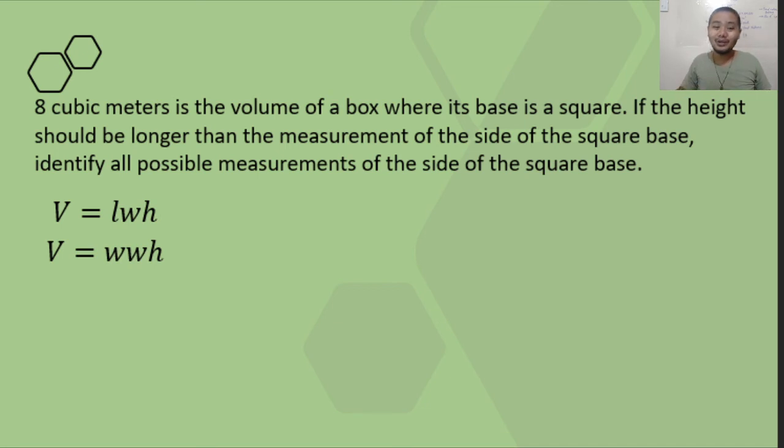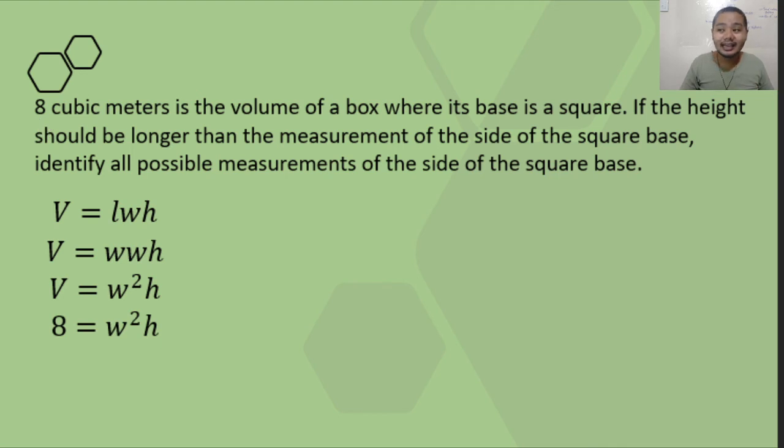V is equal to W times W times H. Kasi nga, yung sa baba natin is square siya. So, ibig sabihin, yung area nun is just simply W times W. Or if you want, L times L. It's up to you. Okay? Ngayon, we can rewrite this as, ayan siya, V equals W squared times H. And we know that the volume is given naman na 8.